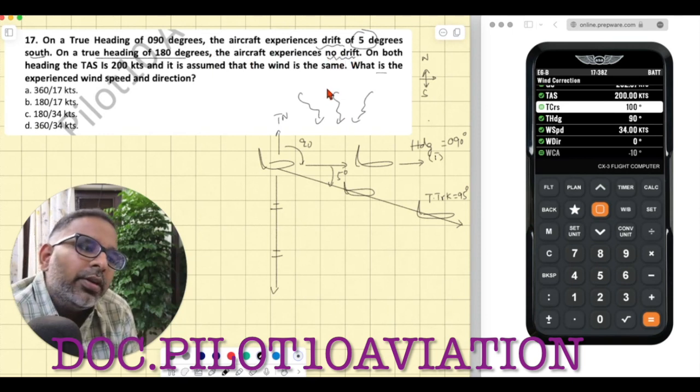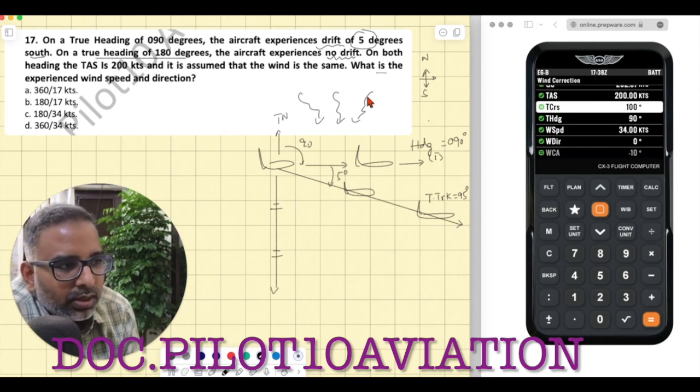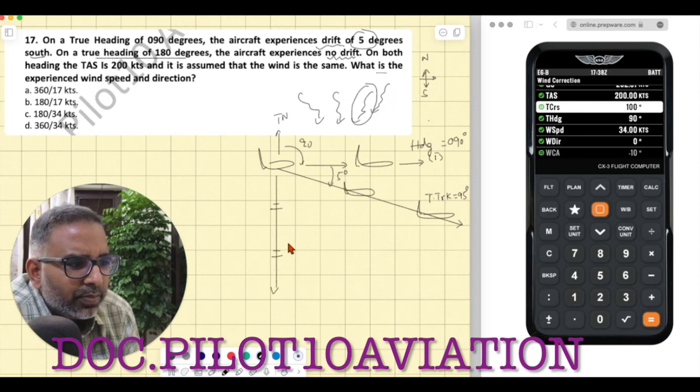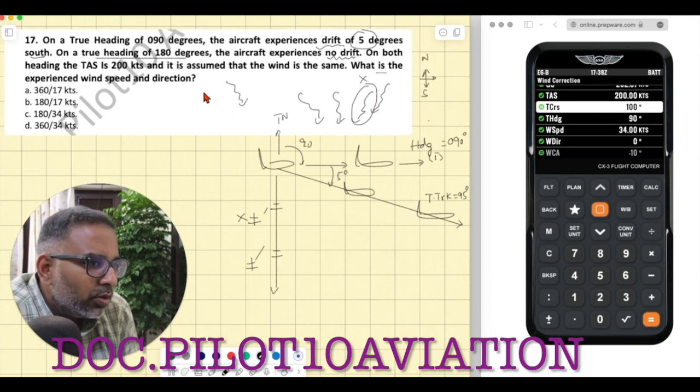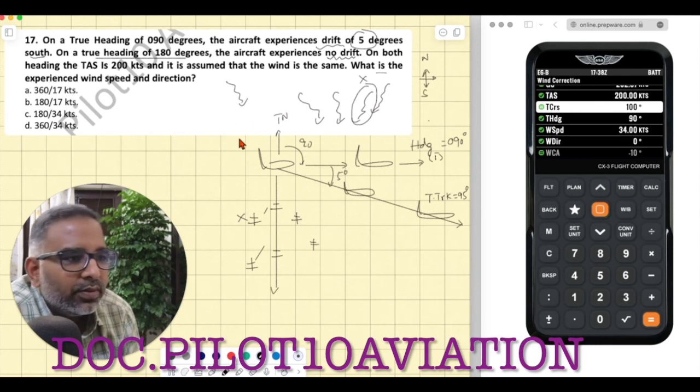There is no drift at all. Let's say the winds are like this, coming from a bit like this. Those winds should blow away this aircraft like this, right? This aircraft will be blown away like this. Yes or no? So this is not happening. So the winds are not like this. If the winds are coming somewhere like this, it should again blow the aircraft towards its left. So the winds are also not like this or like this.